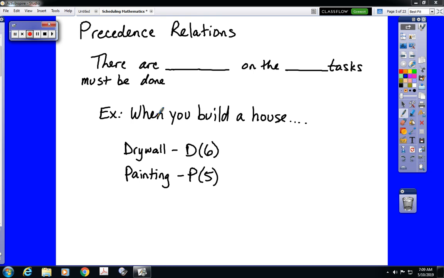Okay, the next piece of the puzzle for scheduling mathematics, the next piece of the introductory lesson, is to discuss the idea of precedence relationships between the tasks. There are restrictions on the order that we can complete our tasks.